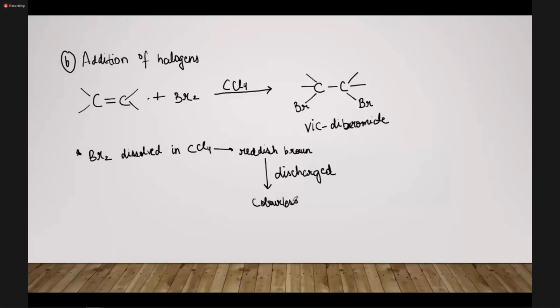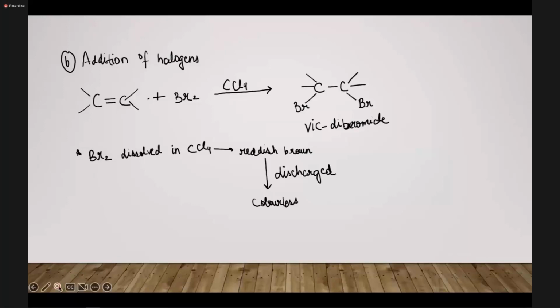मतलब कि if that compound is containing a double bond, then the reddish brown color will disappear and the product will be colorless. That means it is a test for the detection of a double bond in any organic compound. ठीक है? So this was the preparation of haloalkanes from alkenes.